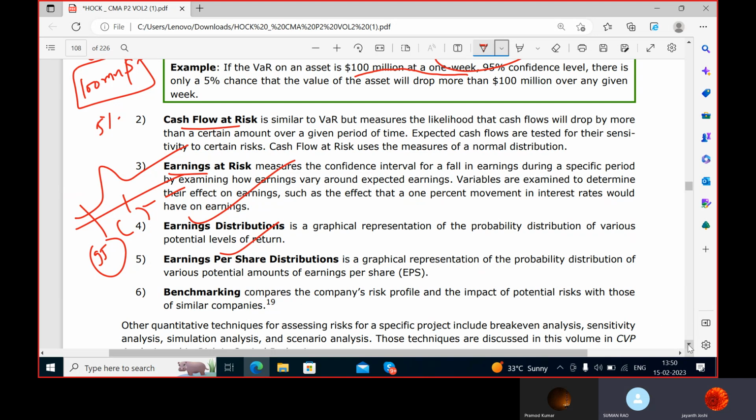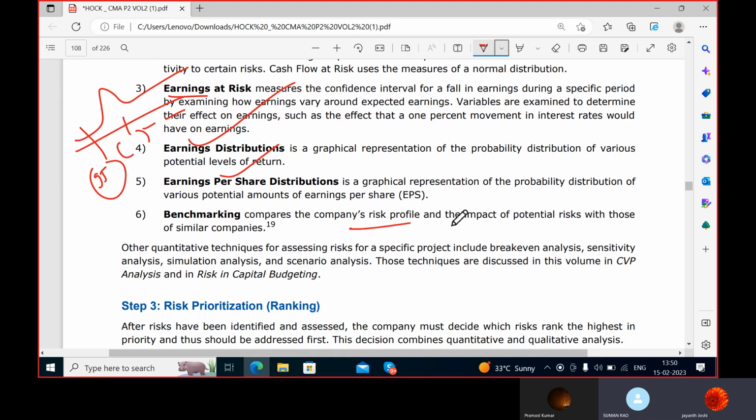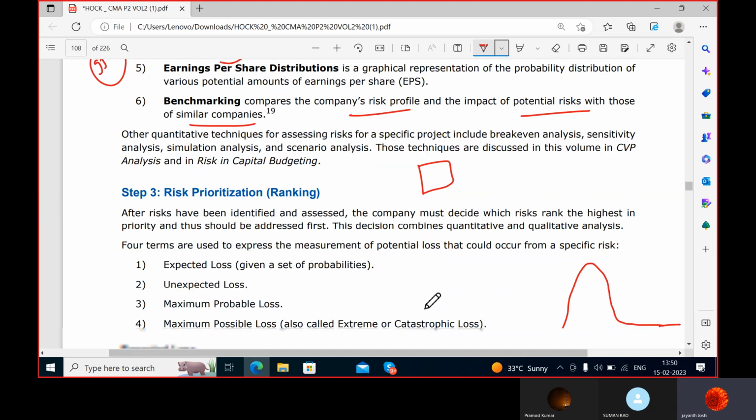And benchmarking compares the company's risk profile and the impact of potential risk with those of similar companies. That means you are comparing your company's performance with a benchmark, which can be the industry average as well. There are many firms which are part of an industry. So how that whole industry is performing, you can compare your performance with that whole industry's performance. Can you do that? Yes, you can do that. That's called benchmarking.